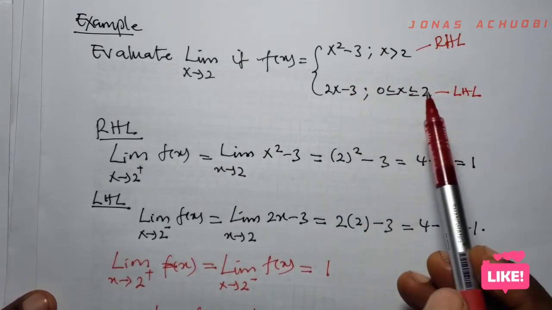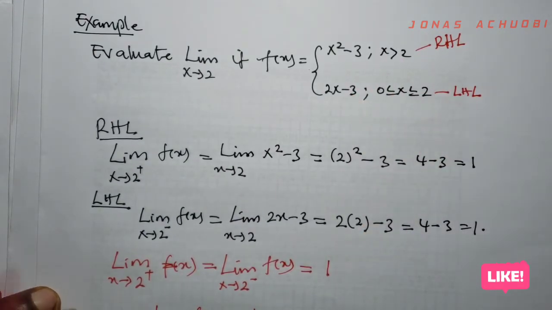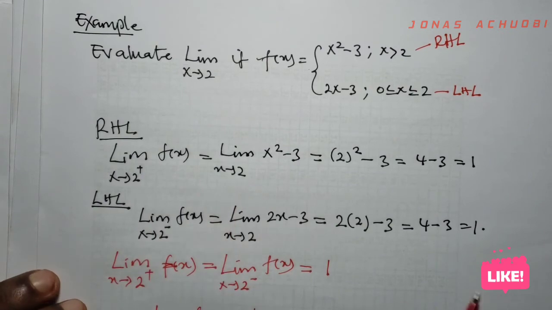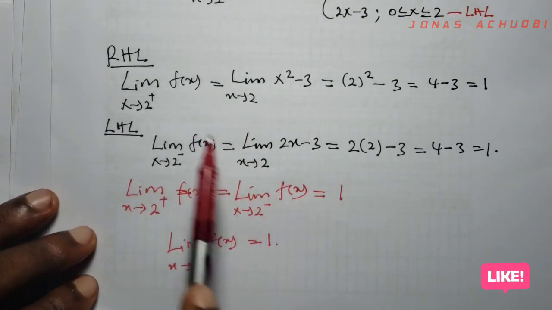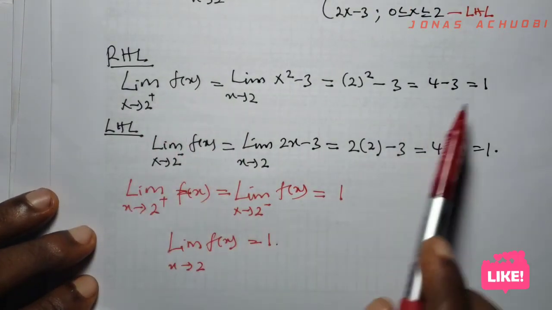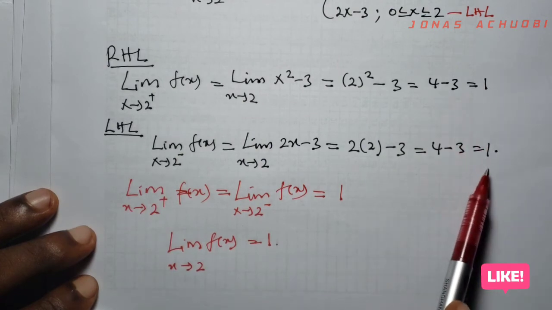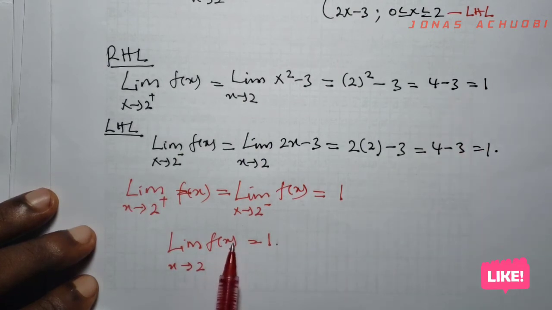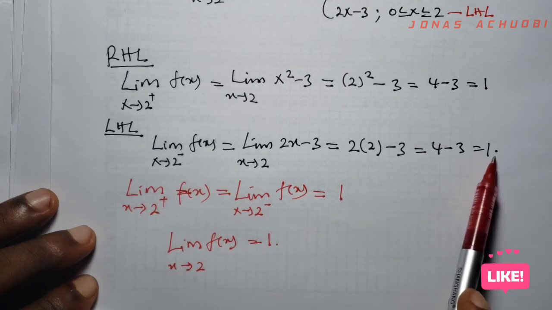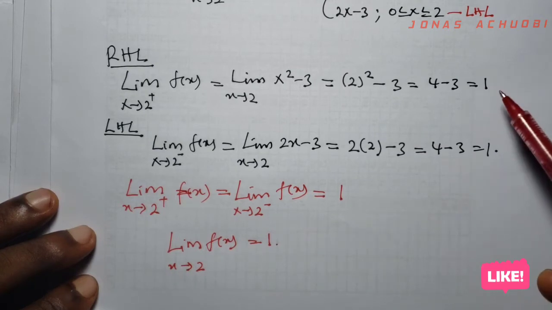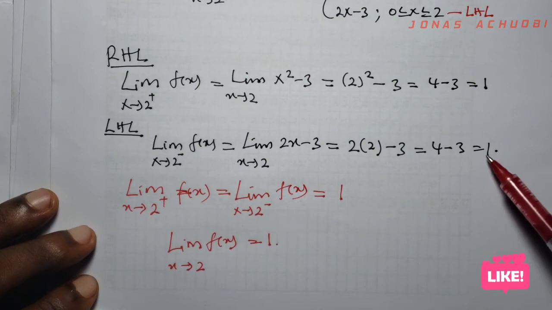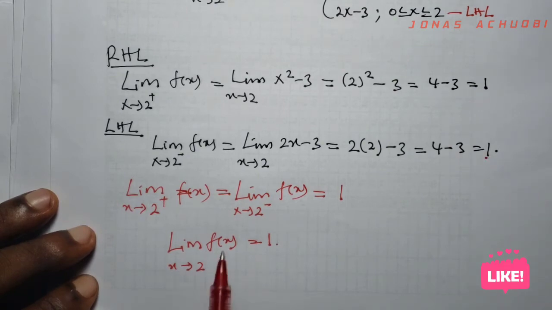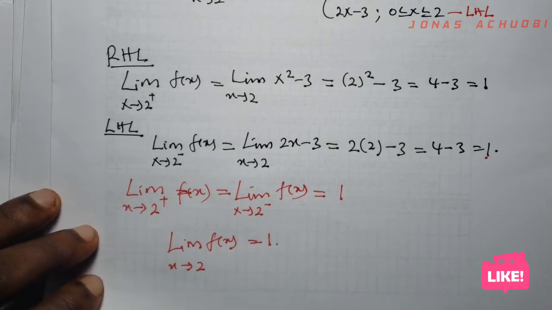So for a piecewise function defined this way, the limit of the function will only exist if the left hand limit exists, the right hand limit exists, and they are the same. If that happens, we now say that the limit of the function exists and the value is also 1. That is to say, if the left hand limit and right hand limit are not the same, it will imply that the limit of the function f of x will not exist. Let us take another example to see if we can clarify this point.